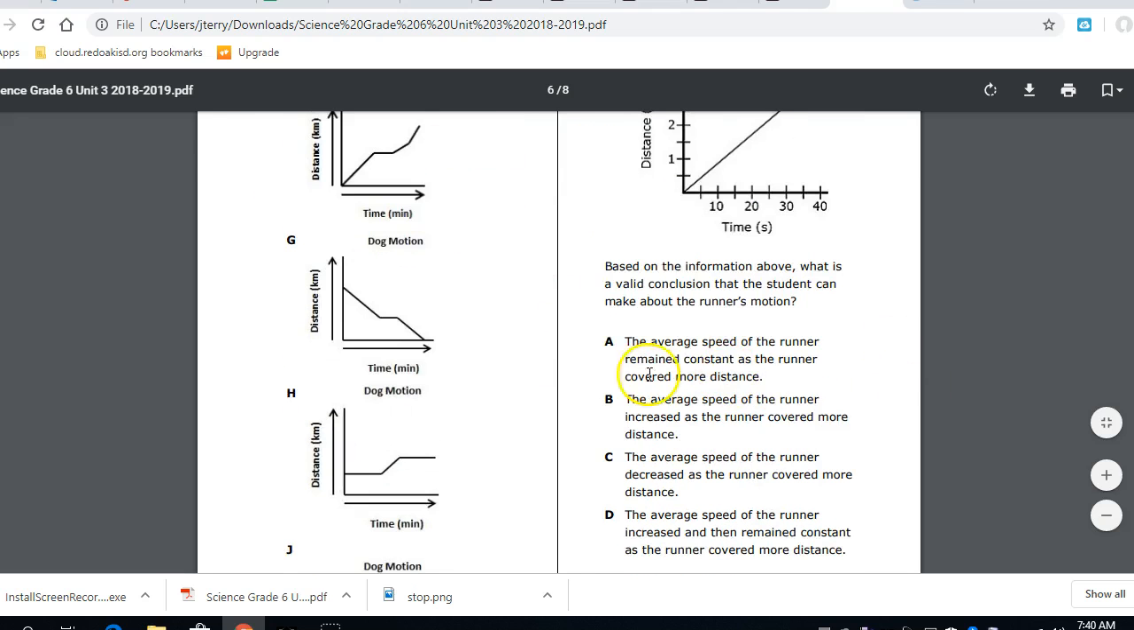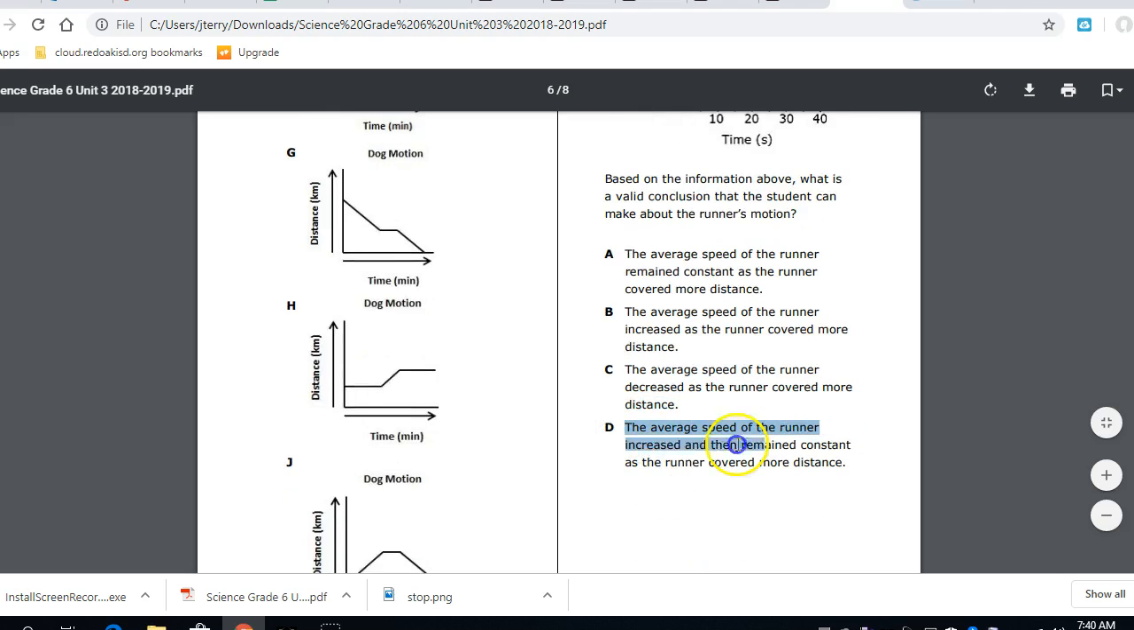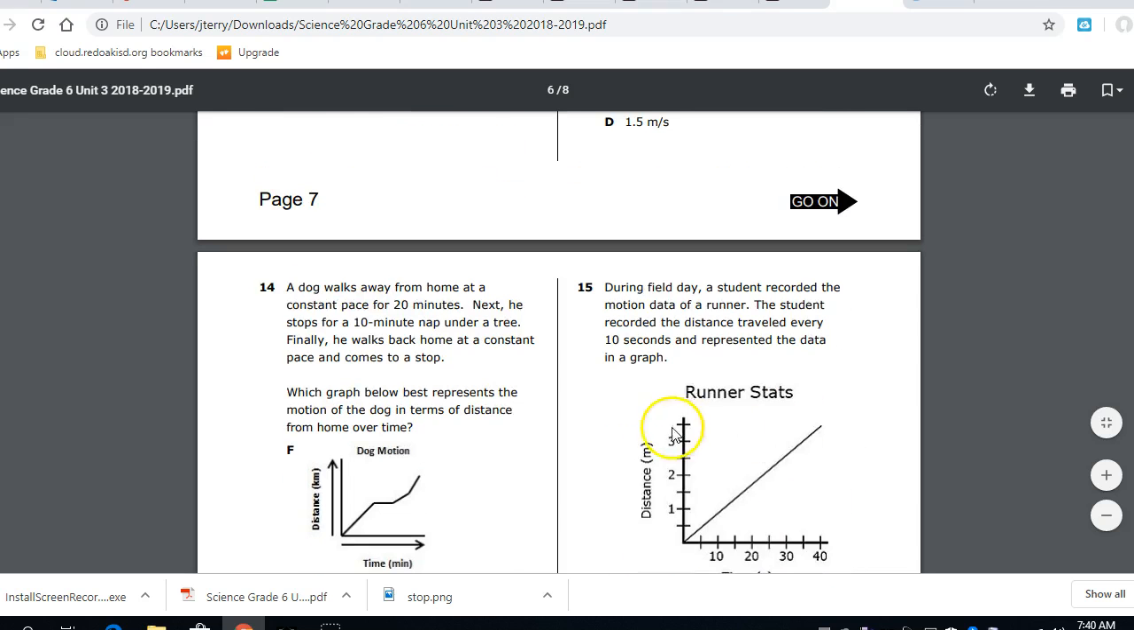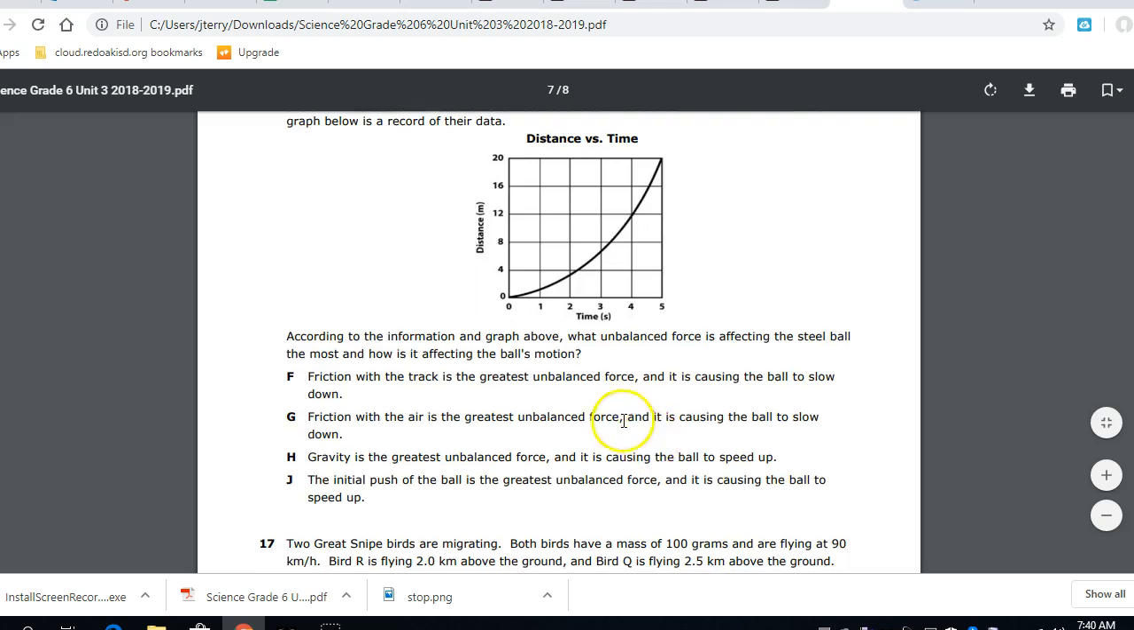Remember your motion graphs. Is it A, the average speed of the runner remained constant as the runner covered more distance? Is it B, the average speed of the runner increased as the runner covered more distance? Is it C, the average speed of the runner decreased as the runner covered more distance? Is it D, the average speed of the runner increased and then remained constant as the runner covered more distance? We have 2 more to go.